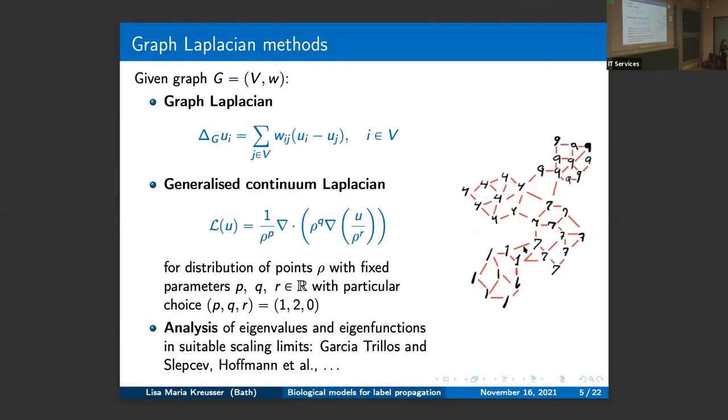And very crucial tools for studying underlying graph structures are the so-called graph Laplacian, which is written over here in its discrete form. But since we are generally interested in very large numbers, what is often of interest as well is to study the associated continuum limit. And then one can write down the associated generalized continuum Laplacian, which in this precise form depends on several parameters.